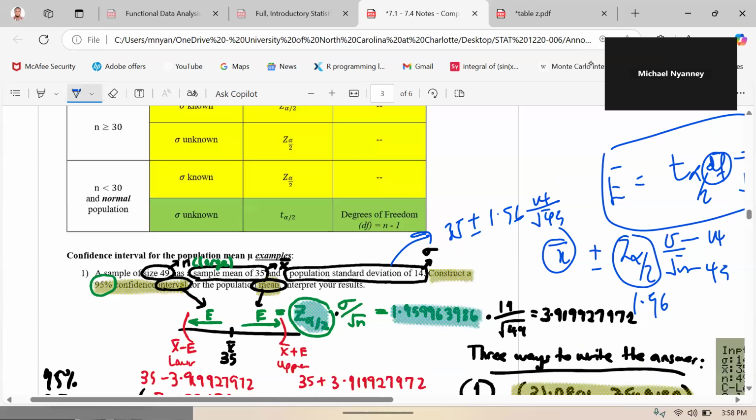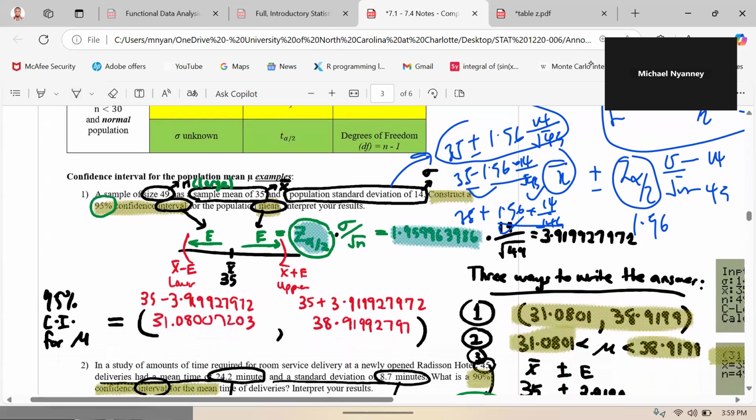So if you do this, you first do 35 minus 1.96 times 14 over square root of 49. This will give you the lower value. Then you do 35 plus 1.96 times 14 over square root of 49. So if you are doing it manually, this is what you do. You do this part, then you do that part. This will give you the lower, and this will give you the upper. That is how.